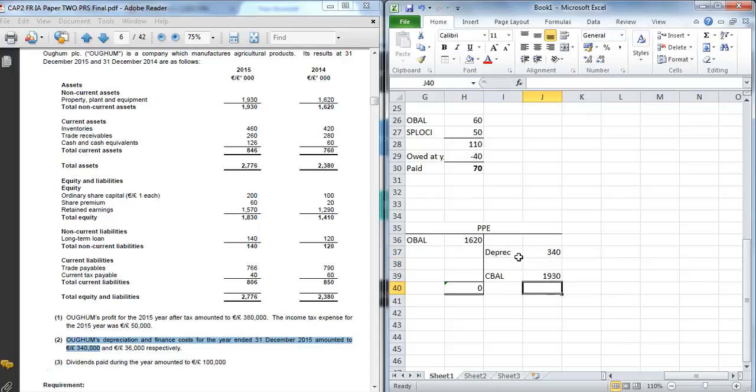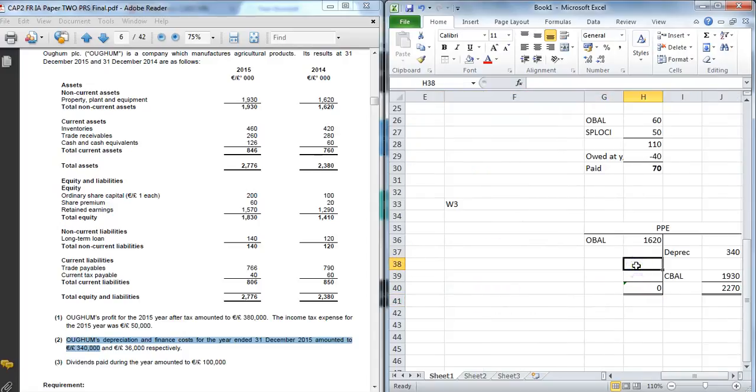Okay, so that's all the information we have. So the plug figure must be a cash movement during the period. In that case, the sum of this side is 2270. There's obviously less here, so there must be a plug figure on the debit side of 2270 minus 1620. And that again is bank. So that's telling me we bought property, plant and equipment during the period, purchase of PPE for 650.